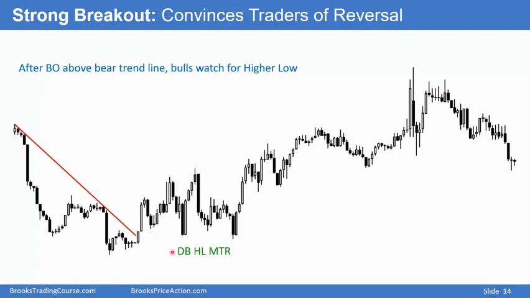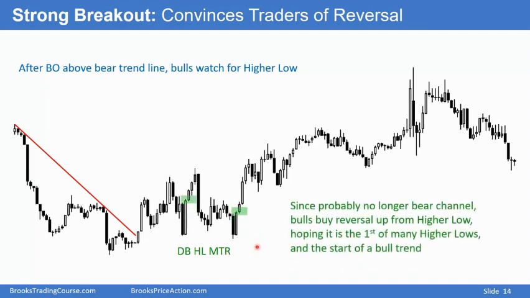When you have a strong bull breakout above a bear trend line, traders watch for a higher low. Sometimes you get a lower low reversal, sometimes you get a higher low reversal. Sometimes you get a perfect double bottom. In any case, traders watch for a resumption of the bear trend that fails and reverses up. And they look to buy the reversal up. Reverse up here, reverse up here. It's no longer a bear trend.